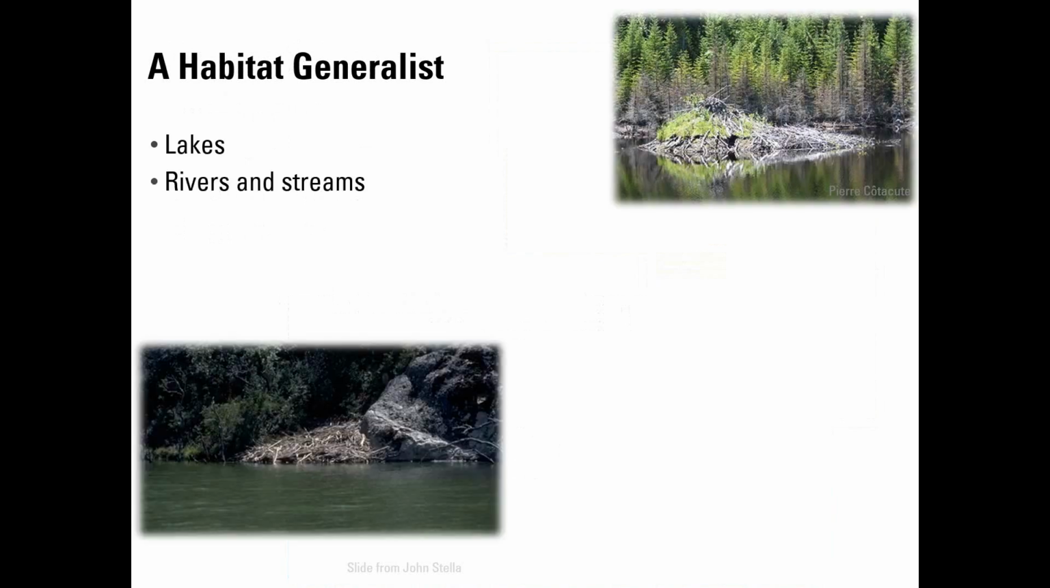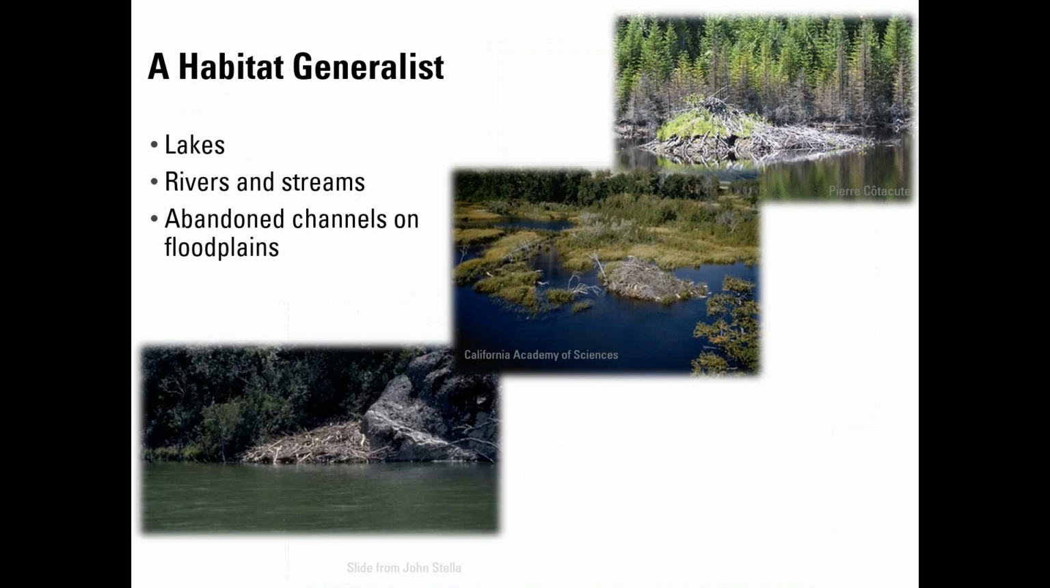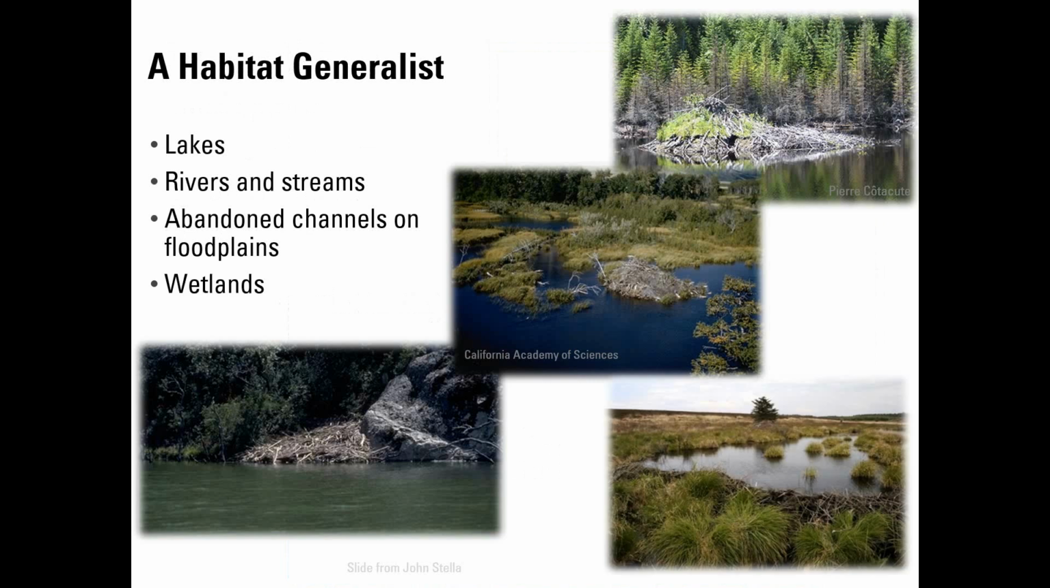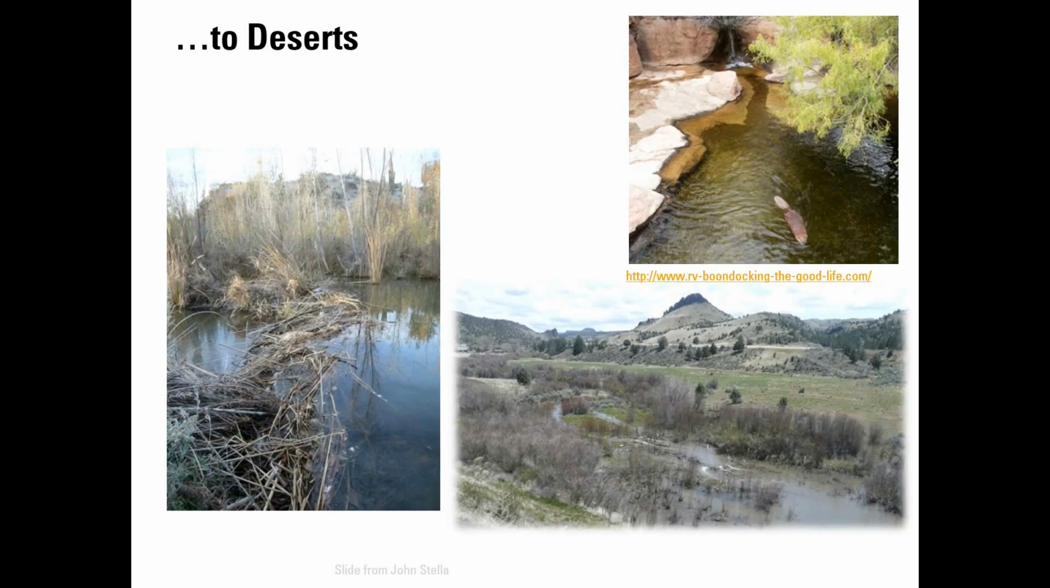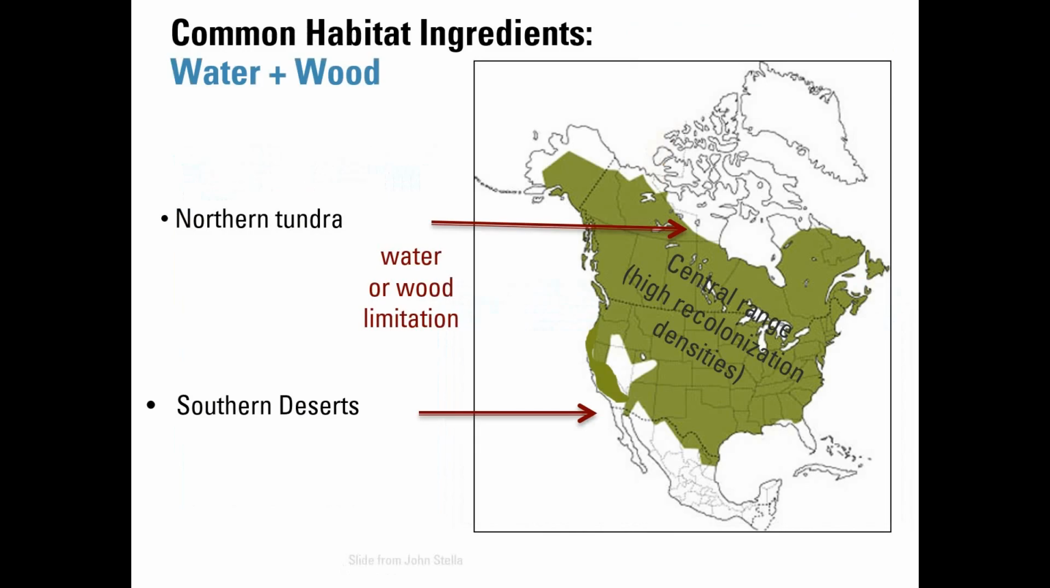Beaver are probably most accurately referred to as habitat generalists, able to make a living in lakes, rivers, and streams, abandoned channels on floodplains and wetlands, all the way from northern boreal forests to southern deserts. Basically, the habitat ingredients they need are water and wood. The northern tundra, where water is generally frozen and wood is limited, to southern deserts, where water or wood is quite scarce, are the main factors limiting their range.